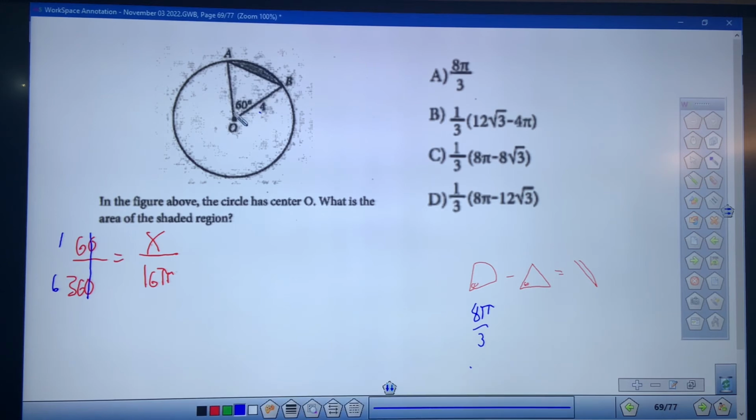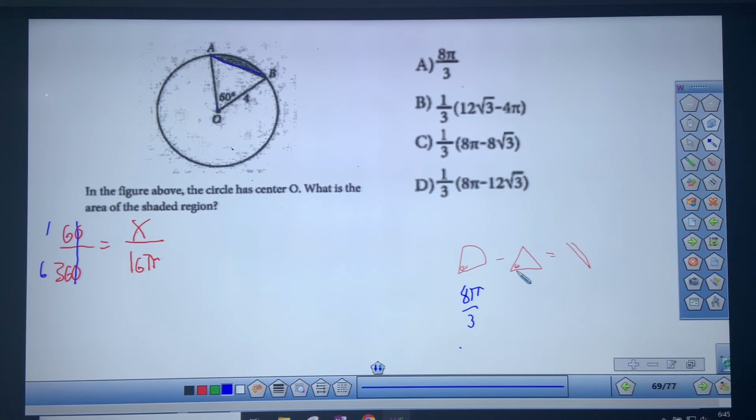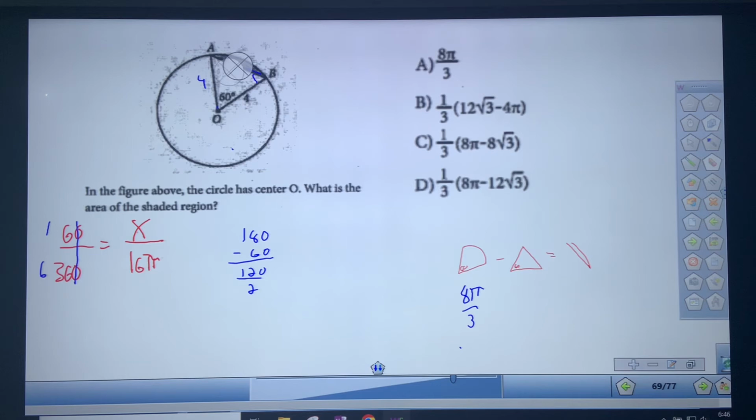Now the area of the triangle is going to be a little difficult. Notice, if this is a radius of 4, this is a radius of 4. And if this side is equal to this side, that means that this angle is equal to this angle. So 180 minus 60 gives us 120. That means these two angles have to add up to 120, divided by 2, and that would give us each angle of 60. So this is actually going to be an equilateral triangle.